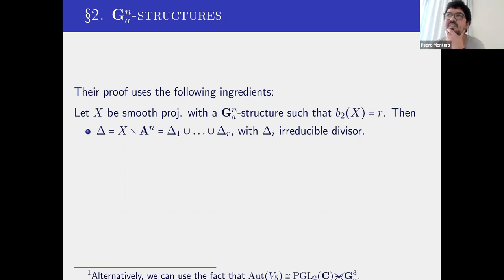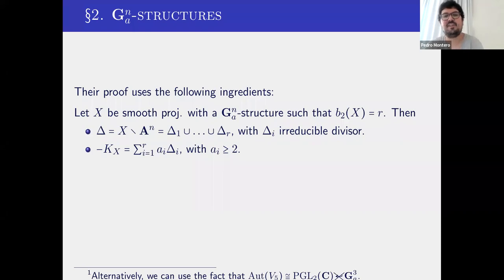Maybe I should mention that there is a very nice article by Pettinati on compactifications of C3. I think this is stated at some point in this article, if you want to read the proof of this kind of fact.